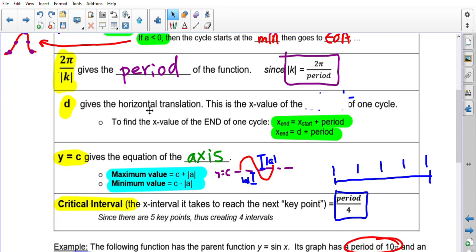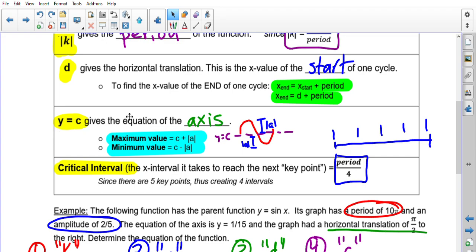The d value gives us the horizontal translation. So when you're starting from scratch, what's important about this is that it gives you the x value of the start of the cycle, so you know where you're starting. What's also important is, if you know where you start, you want to know where you should stop. So the x coordinate of the end of the cycle should be the d value, that's the start, plus the period, because you know it's going to end after that length of time.